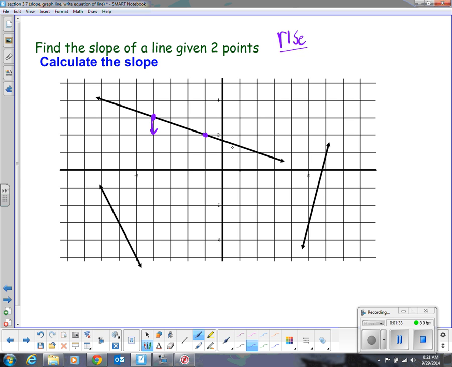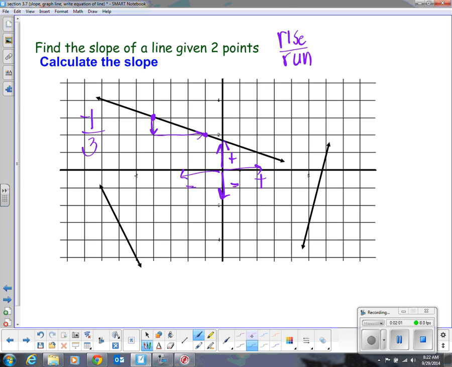I just want to make sure you're aware that if you rise up, it's a positive rise. If you go down, it's a negative rise. If you go to the right, that's a positive run. If you go to the left, that's a negative run. So we just rose -1. Now to get to this point, I'm going to have to go 1, 2, 3 units to the right, which means that's a positive 3. So the slope of that line is -1/3.